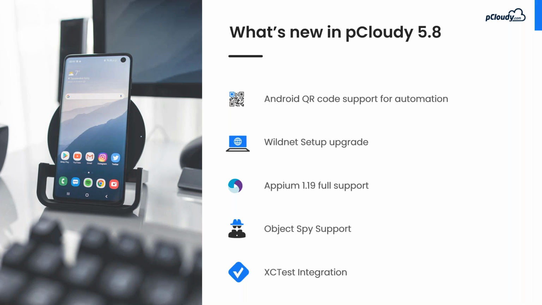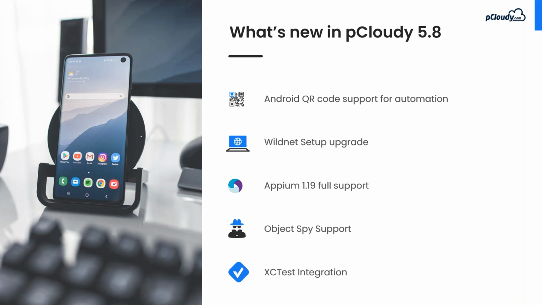The first is about Android QR code support for automation. In 5.7, we made a release for Android QR code support. That was for manual testing. So you can now test your mobile applications which need either QR code or barcode scanning, right? The same thing we have extended in this release for automation. We are going to see a quick demonstration about this after a while.